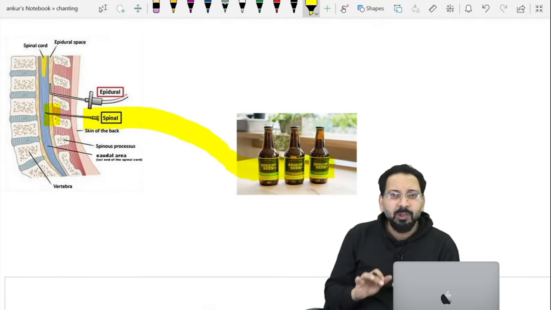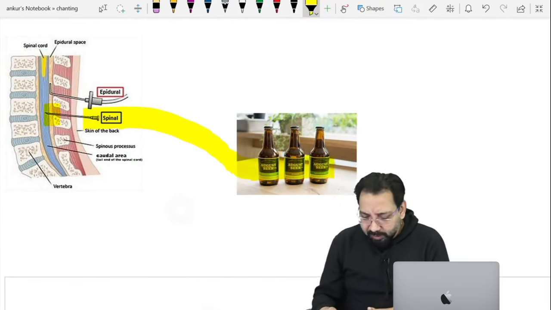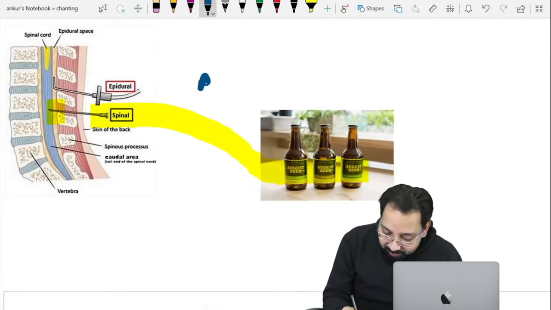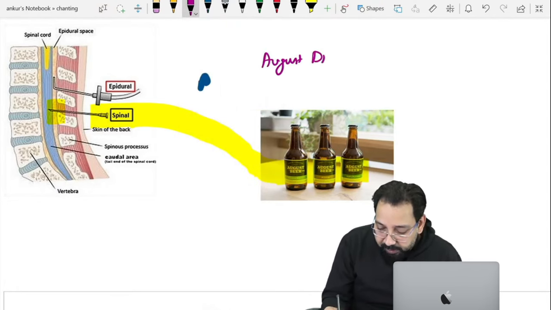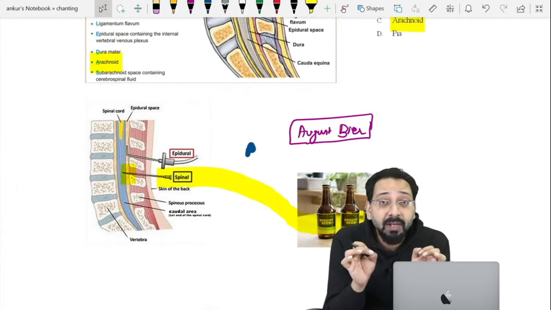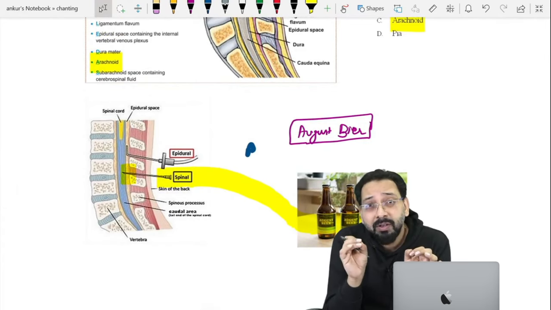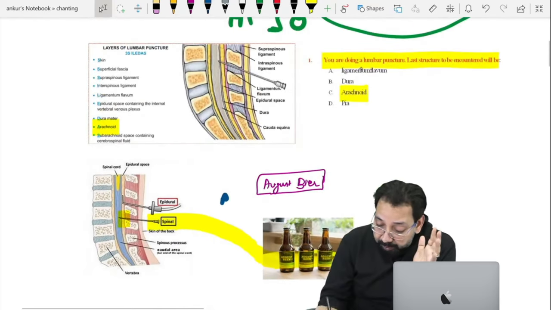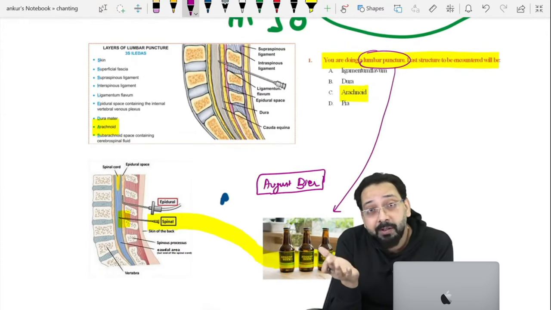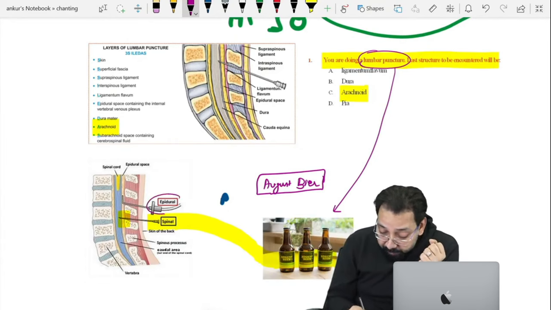When you Google, you will find so many similar names. There was a person, August Beer, spelled B-I-E-R. August Bier demonstrated spinal. So a question can be asked, in spinal anesthesia, where do you give? At subarachnoid space, where lumbar puncture, subarachnoid space. So the last structure which is perforated is arachnoid mater. Okay, epidural is given in epidural space.